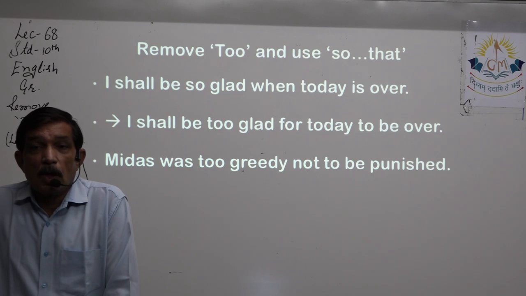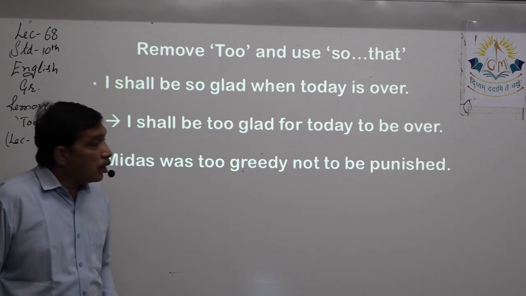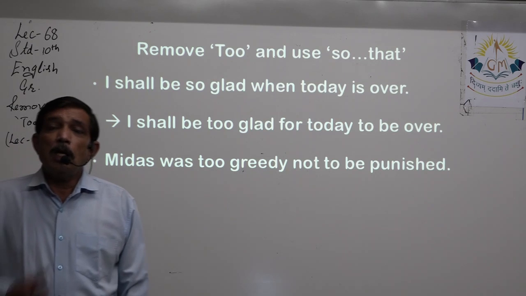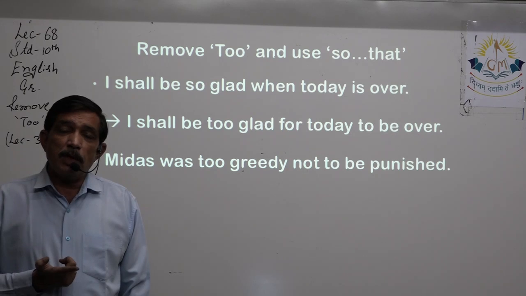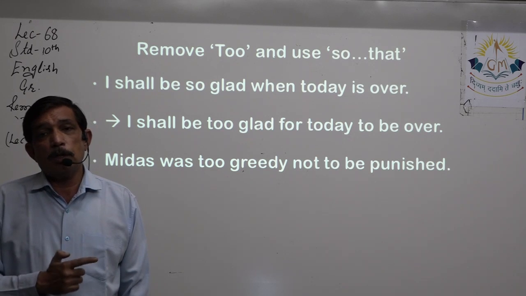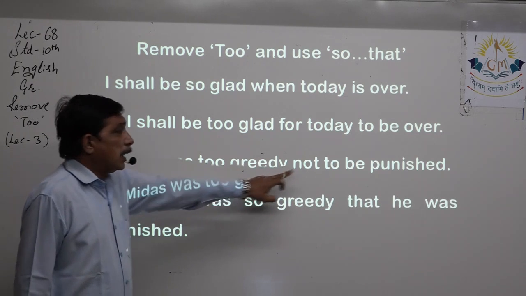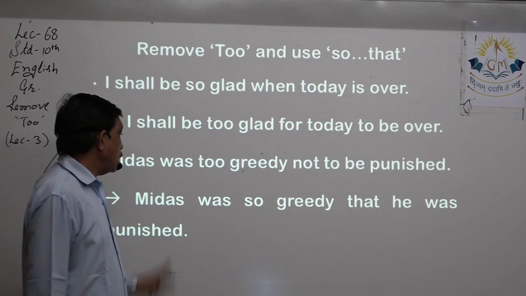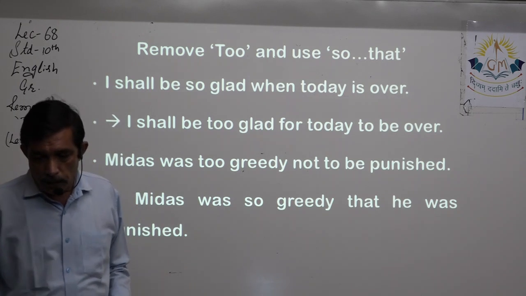So God punished him for being too greedy by turning his daughter into gold, right? So that is it. Midas was so greedy, too greedy not to be punished. That means he should be punished. So our overall meaning of the sentence must be he was so greedy that he should be punished. Because "too" is there, negation is there. Negation has to be removed. He was so greedy that he was punished. Yes, very simple.